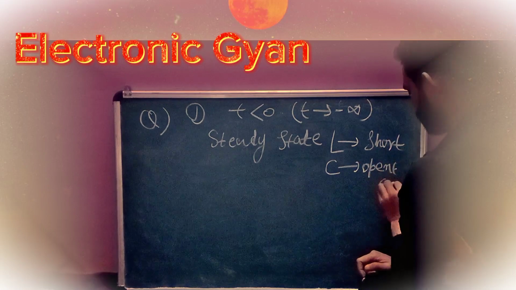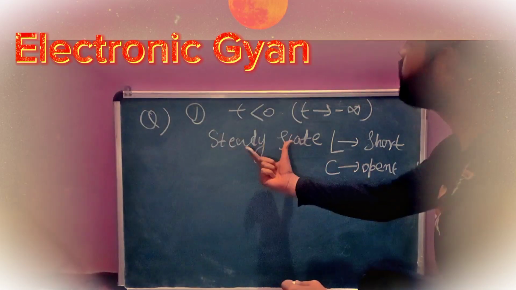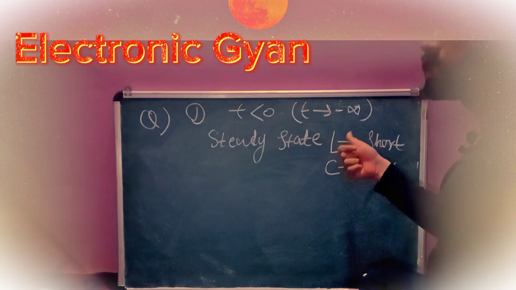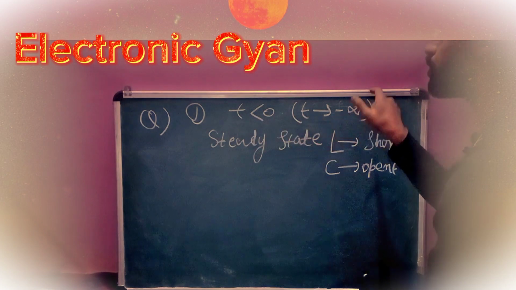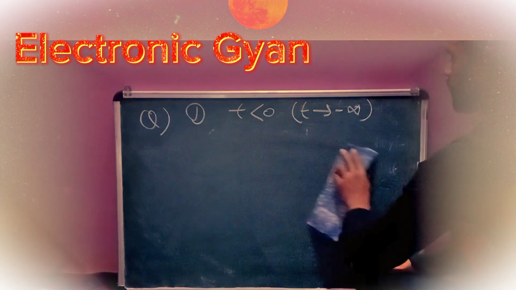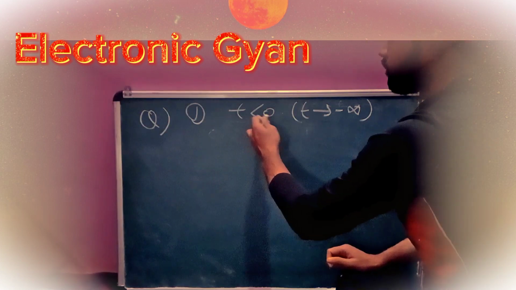Inductor will get short and capacitance get open in steady state. But here in this circuit there is no capacitance, there is only an inductor, so we are going to short it for time t less than 0, at t equal to minus infinity, which means steady state. Let's see how to draw the circuit for steady state for a long time for t less than 0.